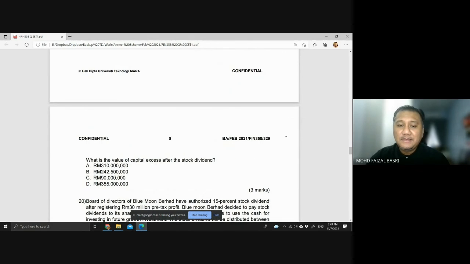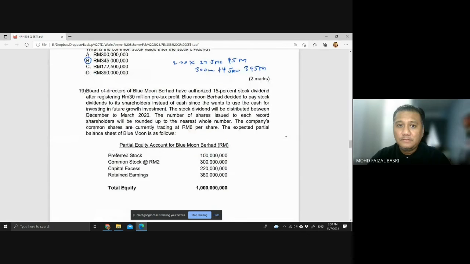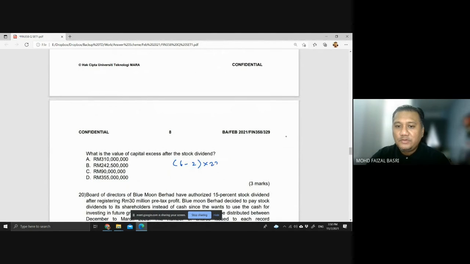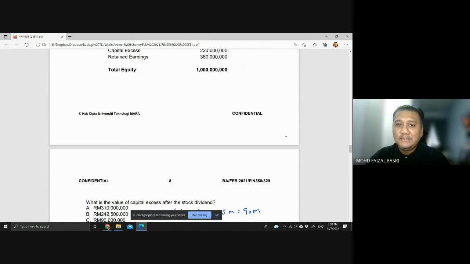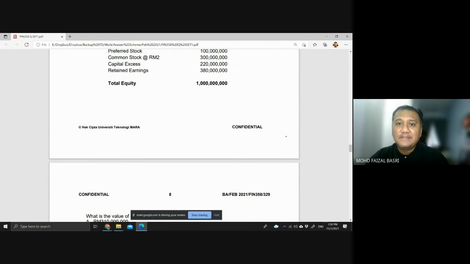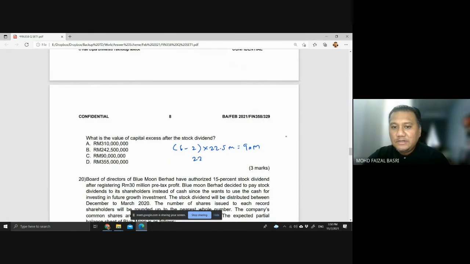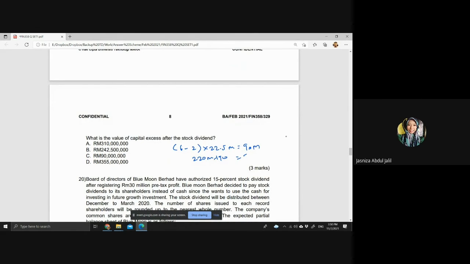Okay, so how to find mathematically? It's 6 minus 2 darab dengan 22.5 saja. Okay, multiply with 22.5 million. 90 million. Okay, 90 kan? So new one, it will be the original. Or, so jangan jawab 90 tu kat sini, 90 million tu is the additional. So kita kena add dengan yang last time, capital access dia 220. So 220 million. 310 million. So A.